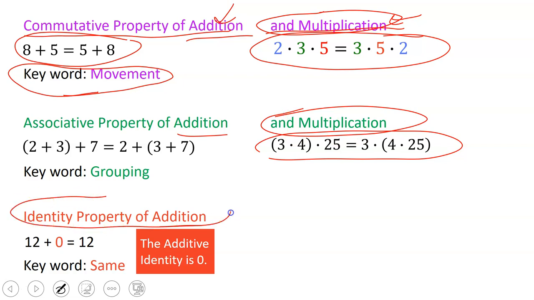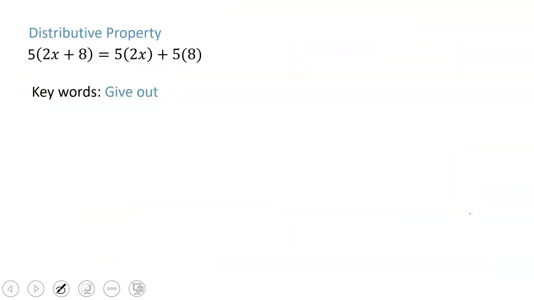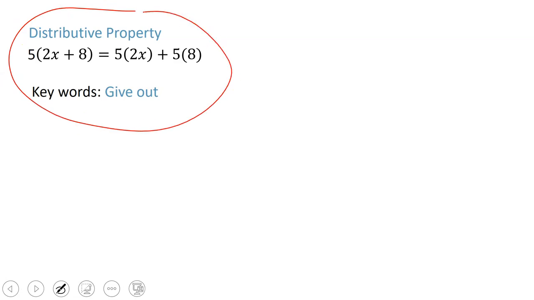Then we have the identity property of addition, and there's the identity property of multiplication. Here's an example, 8 times 1 is equal to 8. The keyword is still same, so I'm not going to write that again. And we need to add that the multiplicative identity is 1. So pause this, take those notes, and then we need to take notes on this next part, the distributive property. We're going to keep all of this the same. We're just going to add one more example because the distributive property works over addition and it also works over subtraction.